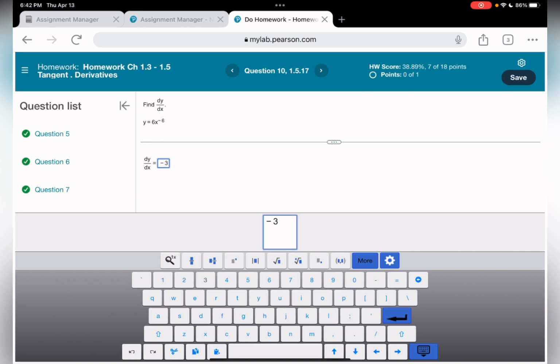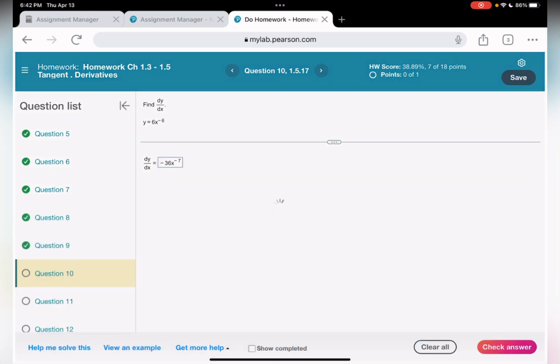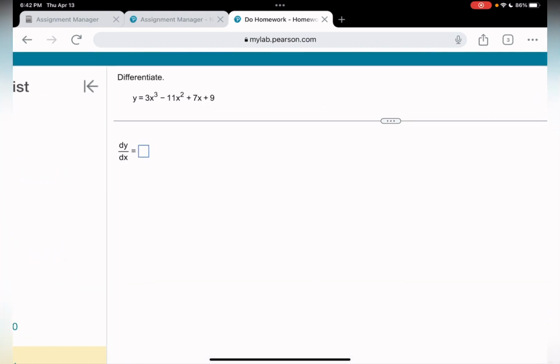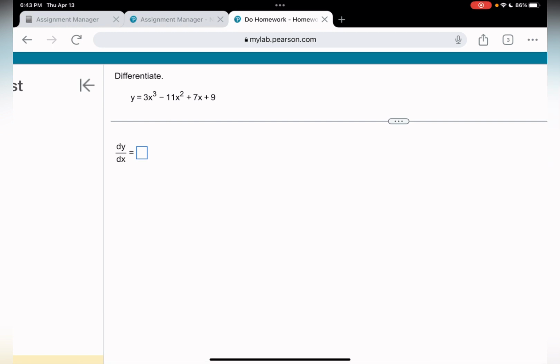Negative 36 x to power negative 7. Okay, moving to next question. Okay, well, we can do this, let's do it at once, practicing. We practice all of them, right?